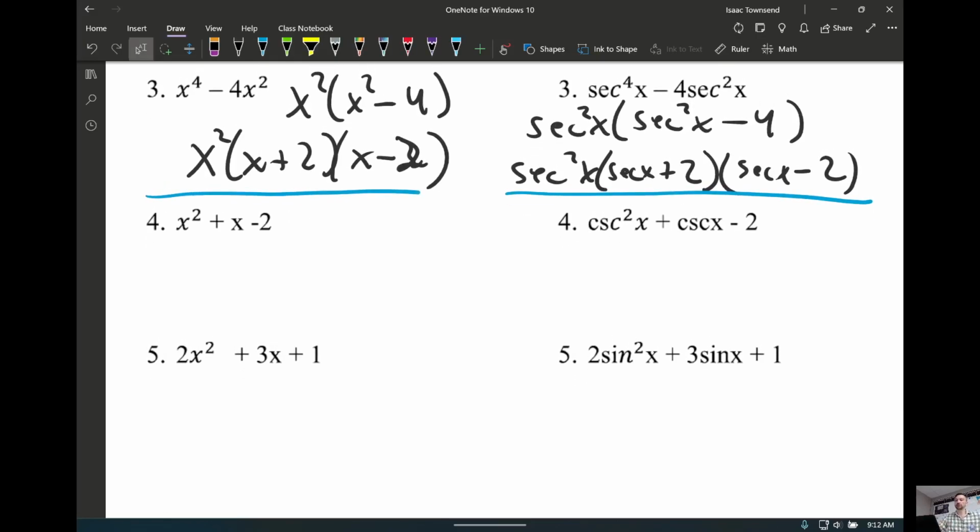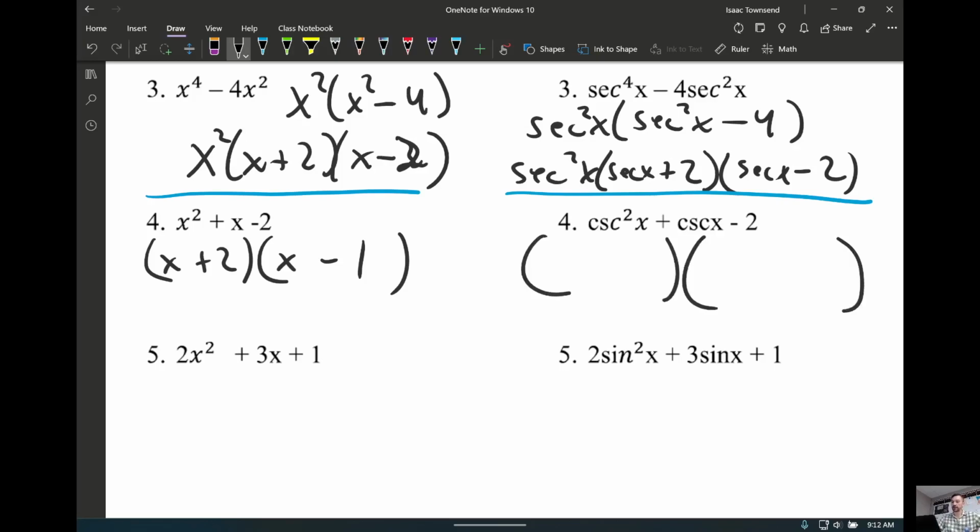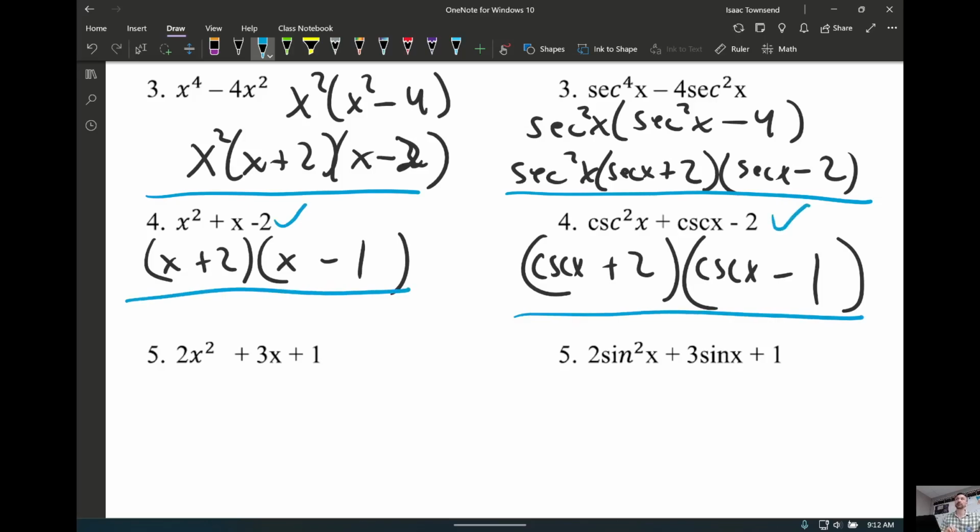Okay, two more. So number four, this is a trinomial, but since a is 1, that makes the guess and check quite a bit easier. This would factor like this. And this has the same exact structure, but instead of x's, they're cosecant x's. So it's going to factor the same way. Instead of x plus 2, it's going to be cosecant x plus 2. Instead of x minus 1, it's going to be a cosine x minus 1. If you FOIL this, it goes back to this. If you FOILed this, it would go back to this. It's not any harder, just because it looks harder.